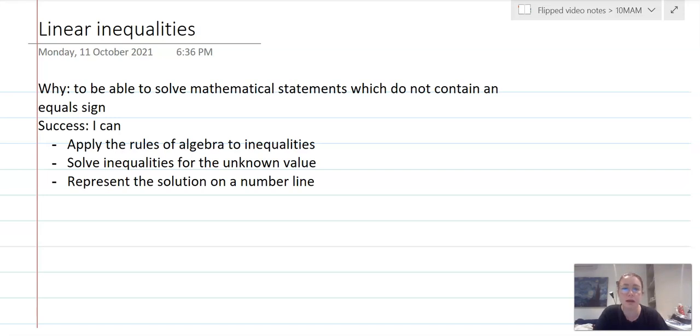In this video, we're looking at solving linear inequalities. We're doing this because we want to be able to solve mathematical statements that don't necessarily contain an equals sign. It can be very useful in some areas of maths. Our success criteria here is we can apply the rules of algebra to the inequalities, solve our inequalities for the unknown value, usually x, and we can represent that solution using a number line.